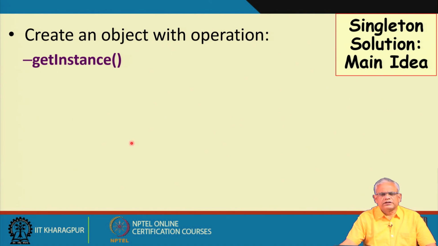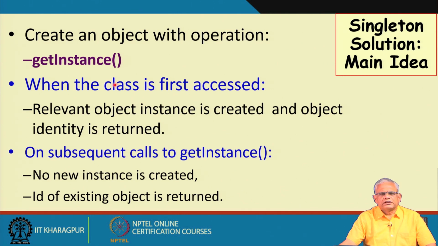The main idea of the singleton pattern is that all applications call the singleton's getInstance. The getInstance method of the singleton is called by all other objects. When the first request is made using getInstance, if the singleton has not been created, then it will create the necessary object and return the ID. But once the object has been created, subsequent calls to getInstance will only send the ID of the object that has been created.